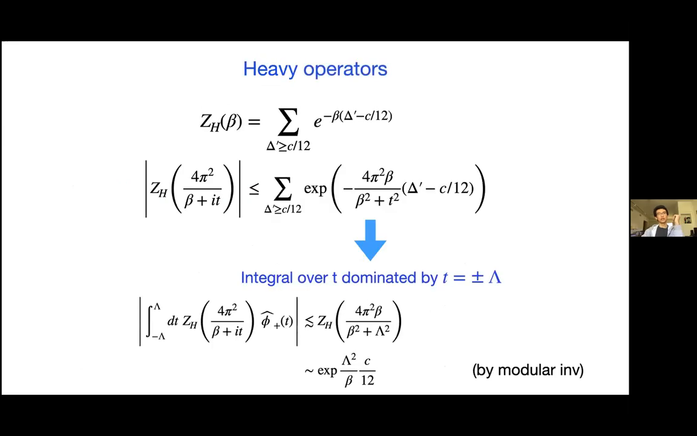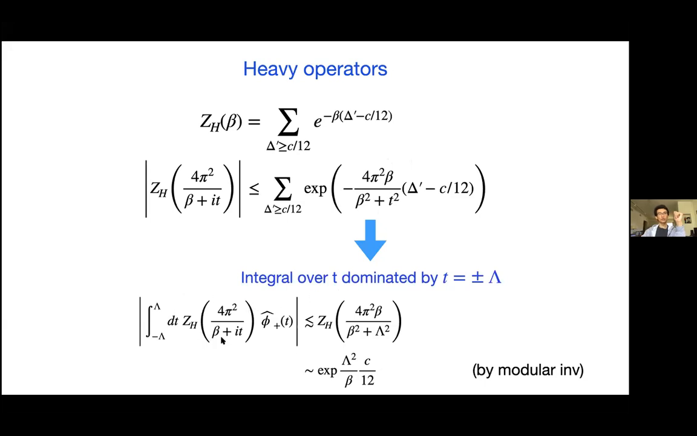Now, the heavy operators are the ones which are above C/12. And we would like to estimate this partition function for the heavy operators. So the thing that we can do is drop the phases. So it will be a sum of these exponents, but where I take only the real part of the effective temperature.